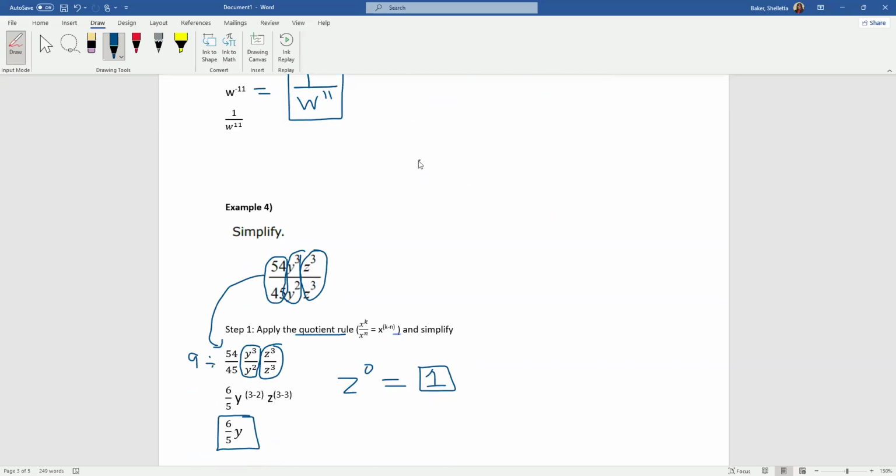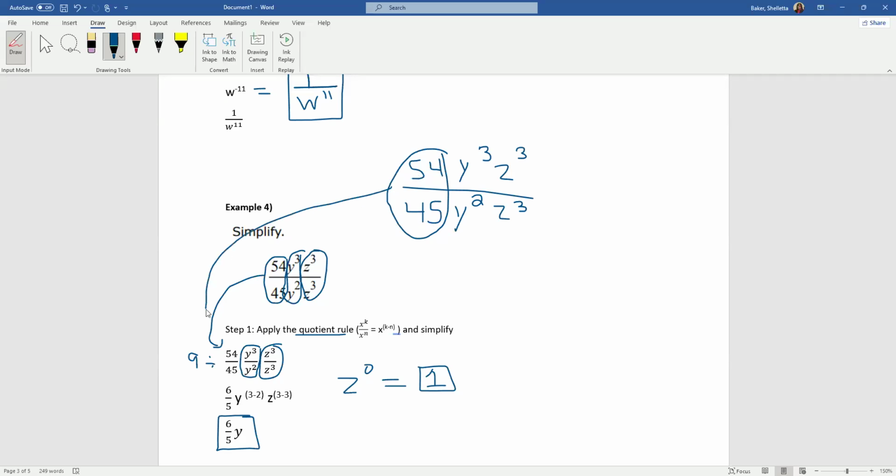Example 4, we have this exponential expression, 54 times y cubed times z cubed, and that's divided by 45 times y squared z cubed. What I'd recommend you do when you have a problem like this is combine the terms that are alike. So 54 over 45, we want to simplify that fraction. Separate it and then simplify it. 54 and 45 can both be divided by 9. 9 goes into 54 6 times, and 9 goes into 45 5 times.